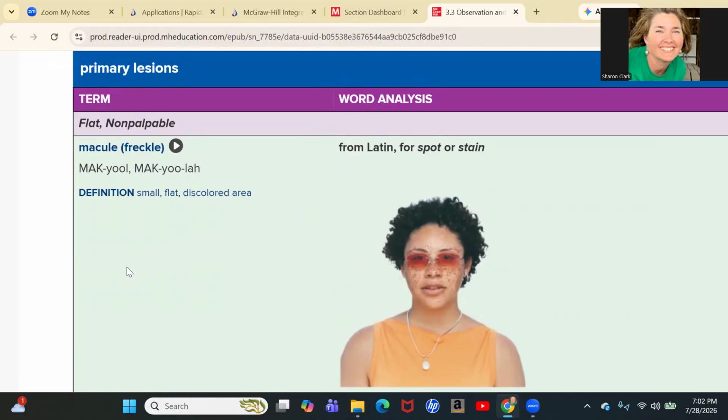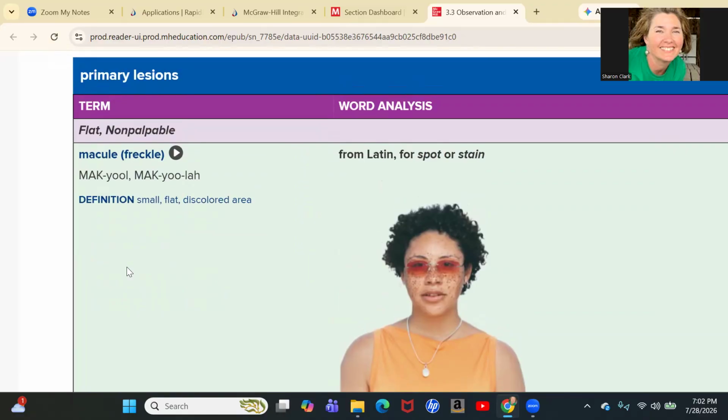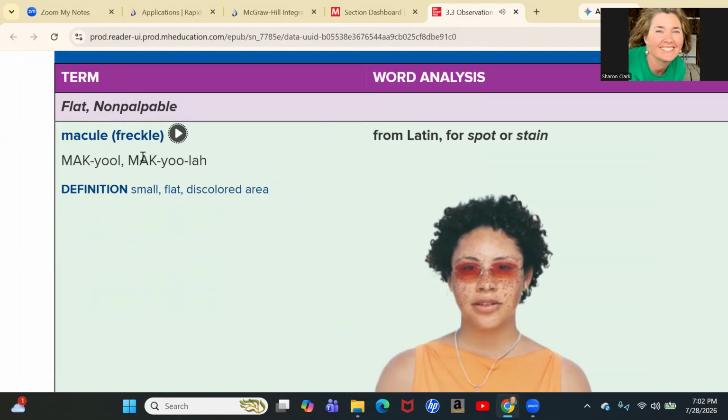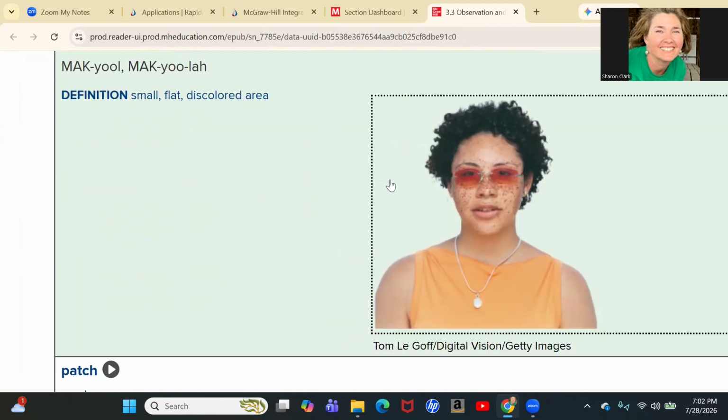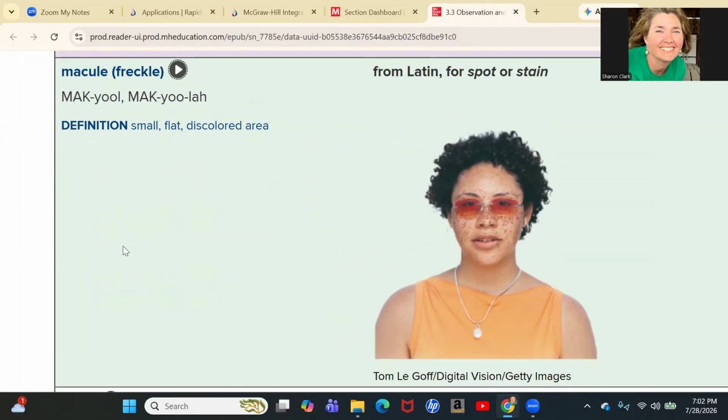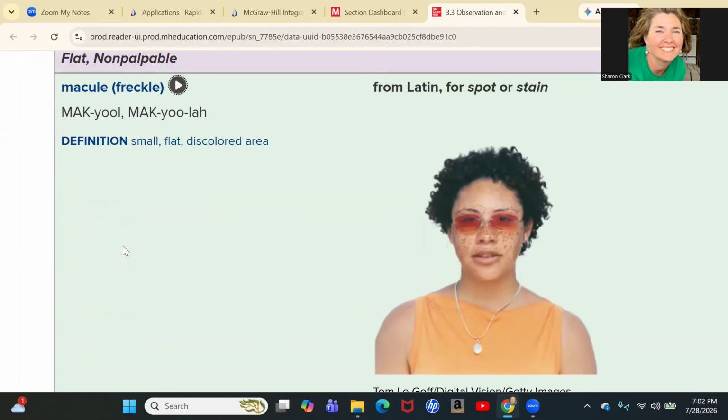Some primary terms for specific lesions: a macule, also known as a freckle. Macule or macula, Latin for spot or stain. Very beautiful. Freckles can be very pretty.